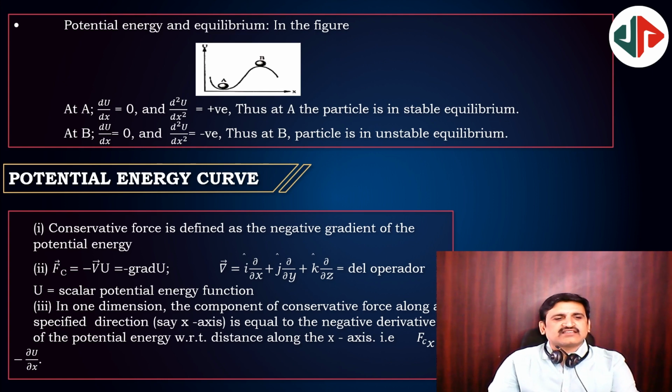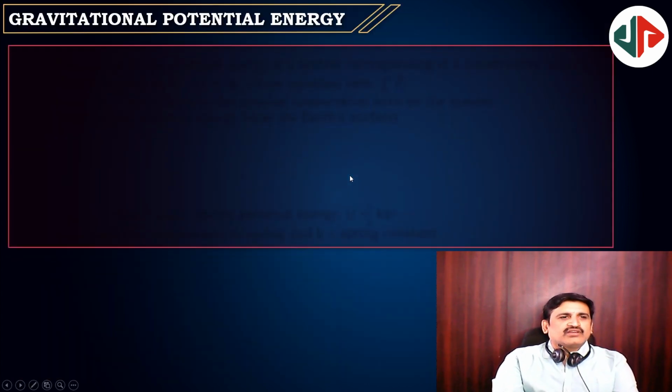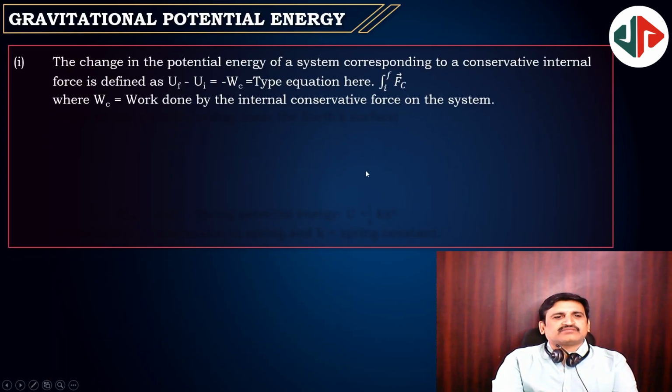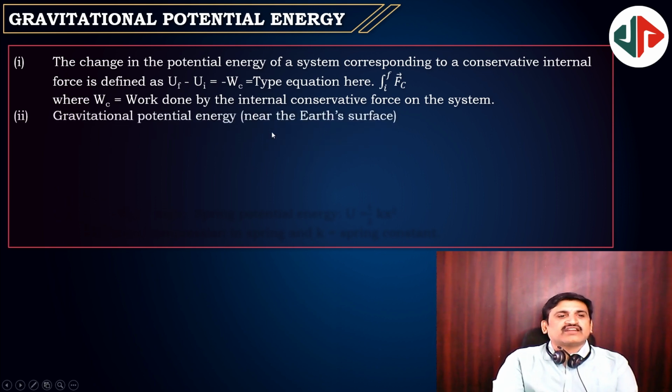Next, scalar potential energy function, we also call it as. Next, gravitational potential energy. The change in the potential energy of the system corresponding to a conservative internal force is potential energy final minus potential energy initial, that is equal to integral F conservative into dx. That is what you call gravitational potential energy, work done by the internal conservative force on the system.